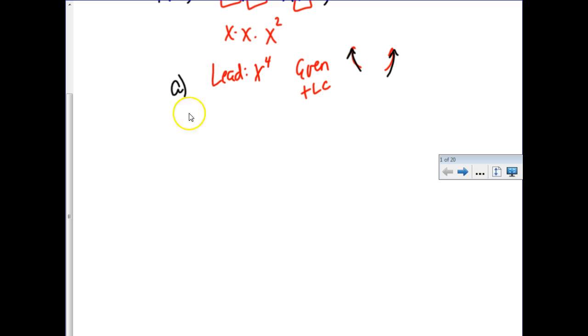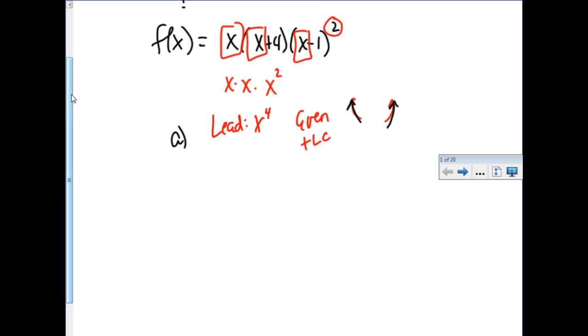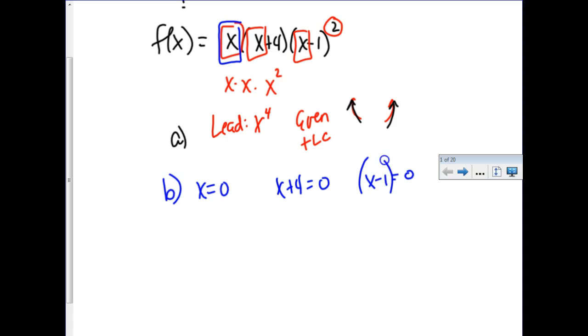So part B, they say talk about the zeros and state any multiplicities. So these are already in factored form. So for part B, you take each of your factors and you set them equal to 0. So x equals 0, x plus 4 equals 0, and x minus 1 equals 0. But this one here, remember, is squared. So that means that solution is showing up how many times now? 2.